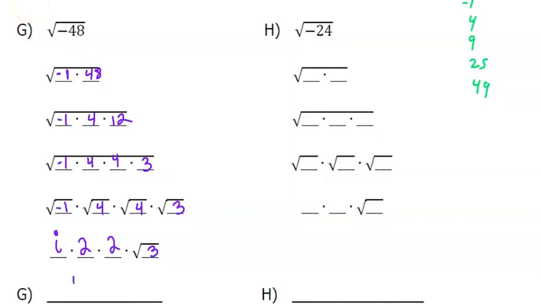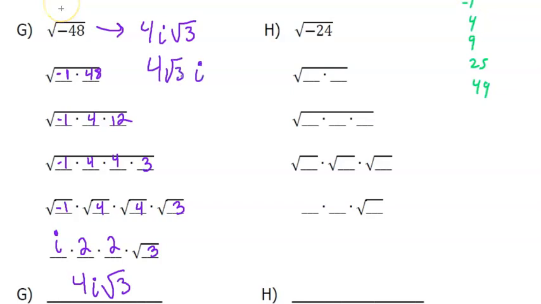So 2 times 2 is 4. We have 4i square root 3. That's our simplified expression. So the square root of negative 48 reduces to 4i square root 3. Sometimes they write the i at the end. Either of those would be acceptable to me.